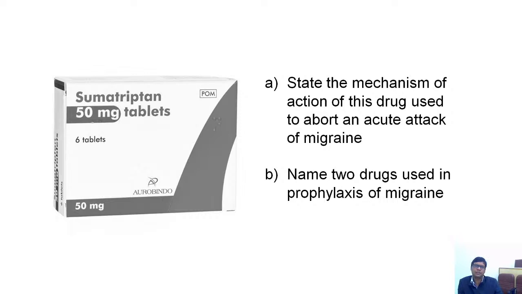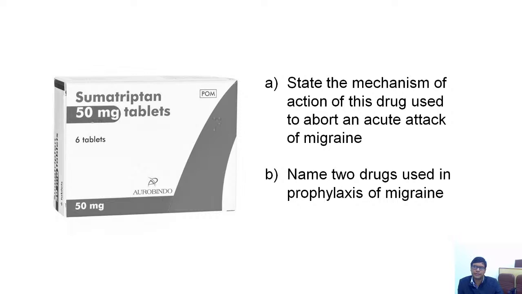They act on the 5-HT1B/1D receptor. Okay, which they act as an agonist of these presynaptic 5-HT1B/1D receptors. Again, their mechanism is not that well understood, but they cause vasoconstriction in the dilated cranial blood vessels, which is responsible for the headache of migraine.